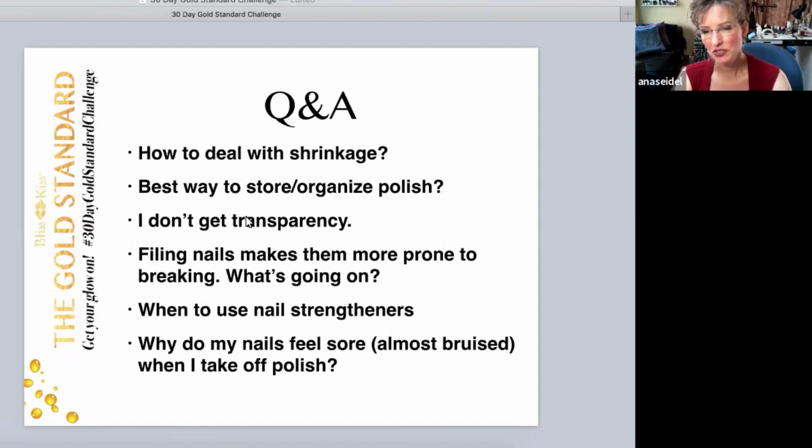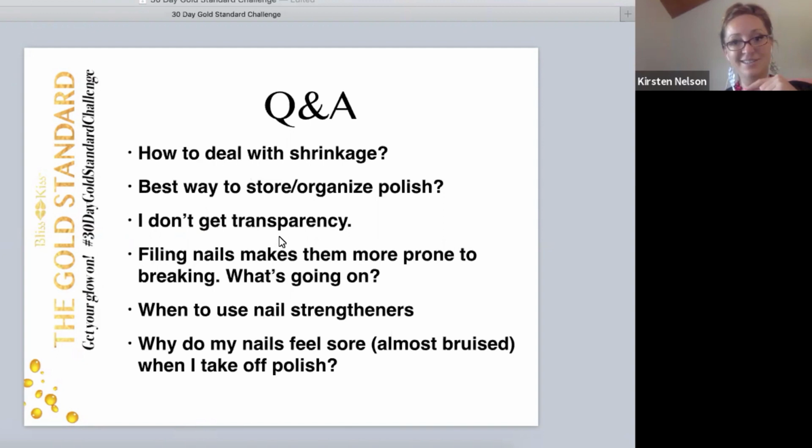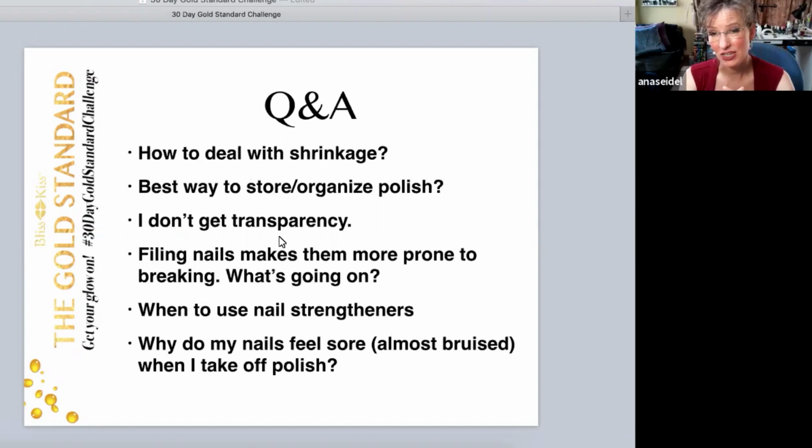Organized polish. Not in the fridge. It's just a waste of fridge space. It doesn't do anything except make it cold. And actually you really need it room temperature in order to apply it, because if it's cold, it's going to be thicker. You don't want that, because it'll take longer to dry.